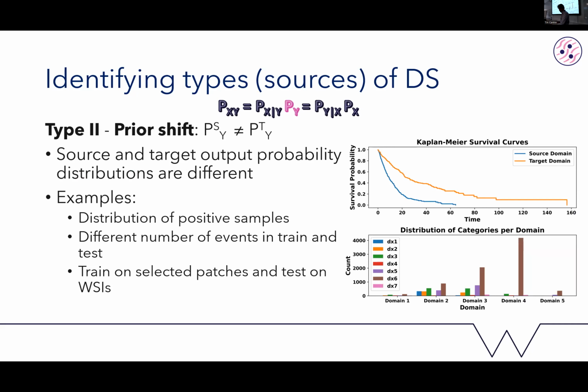We also have prior shift when the source and target output probability distribution are different. This is the distribution of the labels being different in different domains. This can also happen lots of times in computational pathology when the distribution of positive samples in a binary classification is different between the domains, or a different number of events in train and test samples in a survival analysis exist. Or a distribution shift that is almost all the time overlooked. We always train our CNNs, our deep learning models, on small tiles, but then we test them on whole slide images, which might have completely different distribution of labels in them.